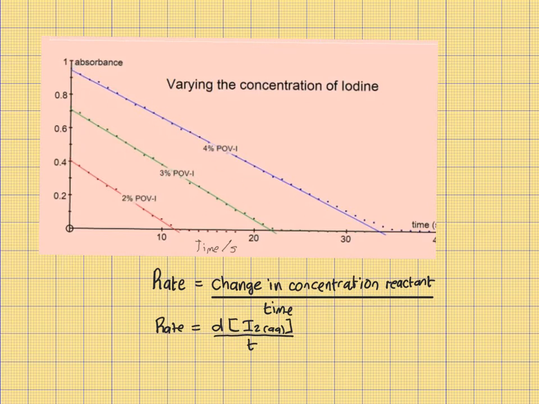rate. And even just looking at those graphs, you can see that the gradient is exactly the same, which tells us no matter if you increase the concentration of the iodine, the gradient remains the same, which tells us that changing the concentration of the iodine is having no effect on the rate.